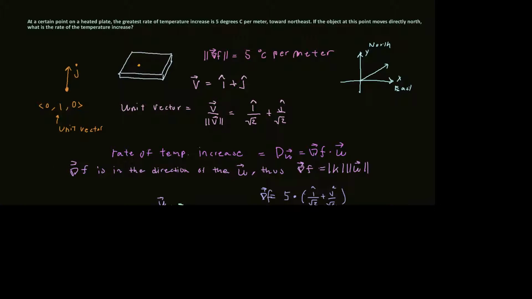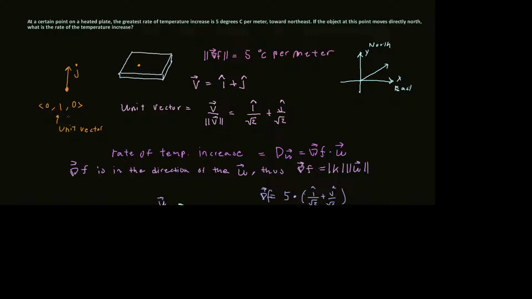Okay, the next thing is that at that point on this heated plate, the object moves directly north. So this orange object is actually moving north now. We have a vector of just j, because north is 1 unit and east is 1 unit in the x direction, so everything is 1 unit per 45 degree angle. So we have 0, 1, and this vector is also a unit vector.